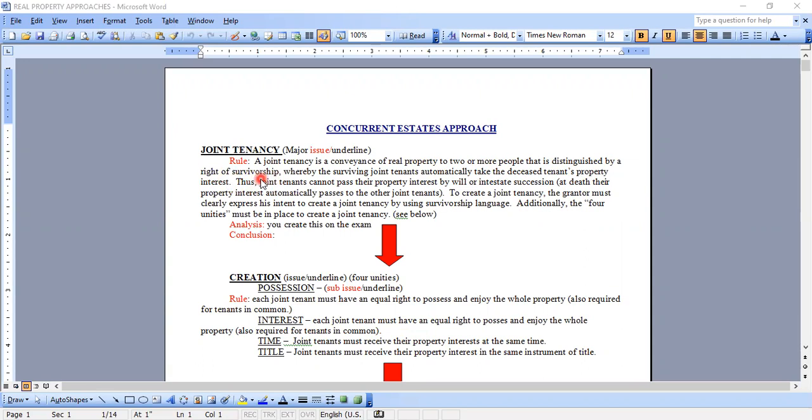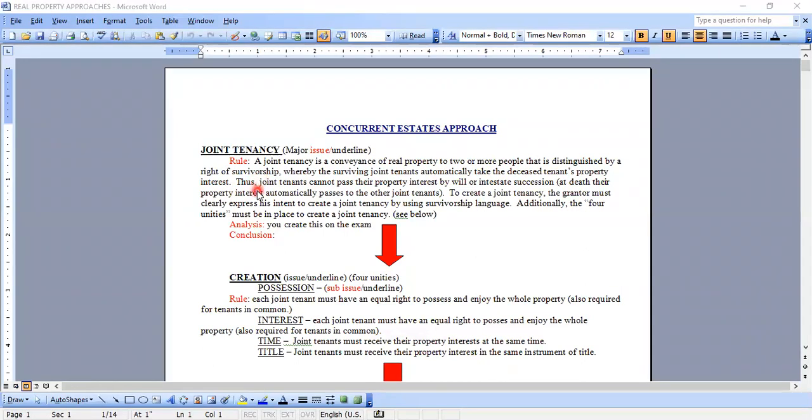Now, right of survivorship is when you have tenant 1 and tenant 2, and both of them have a 50-50 interest in the property. And right of survivorship means if one of them dies, then the tenant 1 dies, then tenant 2 has the right to take over tenant 1's interest there. So it'll be 100% property interest in him.